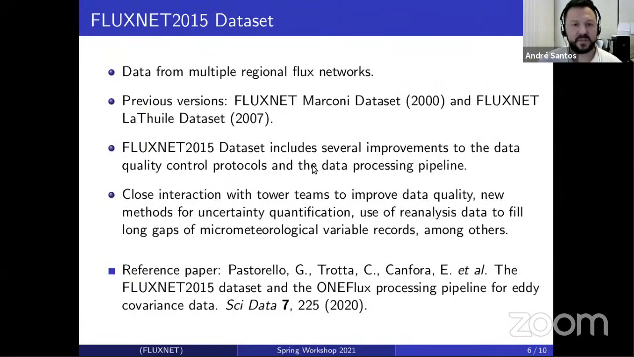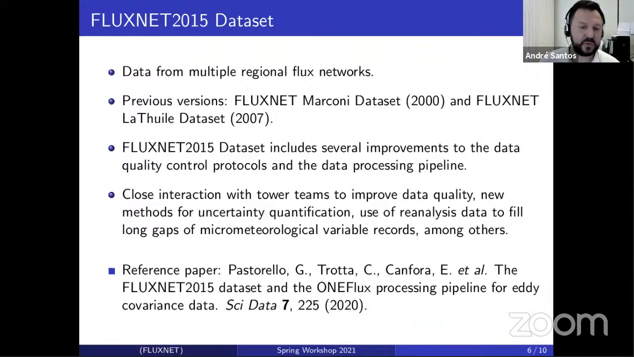So the FLUXNet 2015 dataset is a composite from multiple regional flux networks from all over the world. The previous versions were the FLUXNET Marconi dataset 2000 and the FLUXNET LaThuile dataset 2007. And the FLUXNET 2015 dataset includes several improvements to the data quality control protocols and the data processing pipeline.